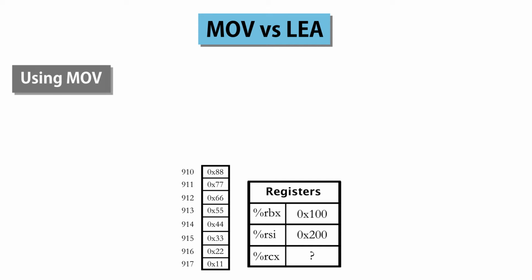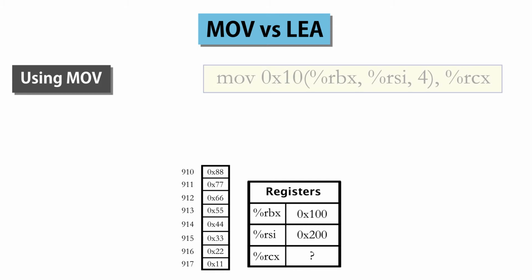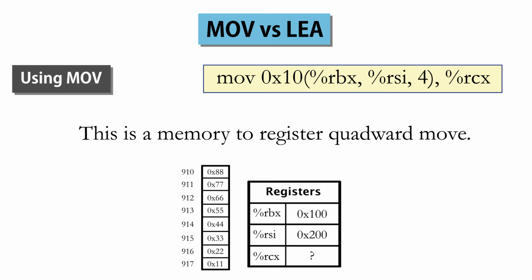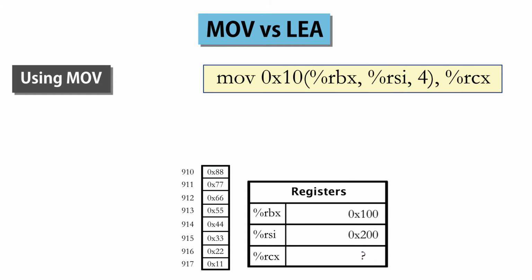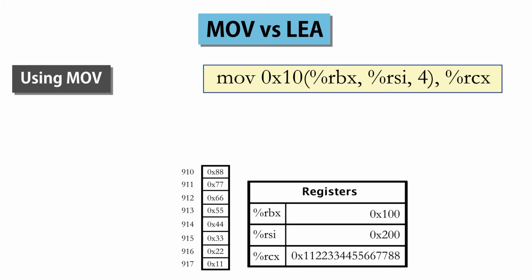Now, let's use this same effective address expression within the following x86 MOV statement. This is a memory-to-register quad-word move. As we've seen, the first argument designates memory location 910, so this statement says to copy the 8 bytes beginning at location 910 into register RCX. Because the x86 is a little-endian machine, the resulting hex value in RCX will be what's shown here. No other registers will be affected.